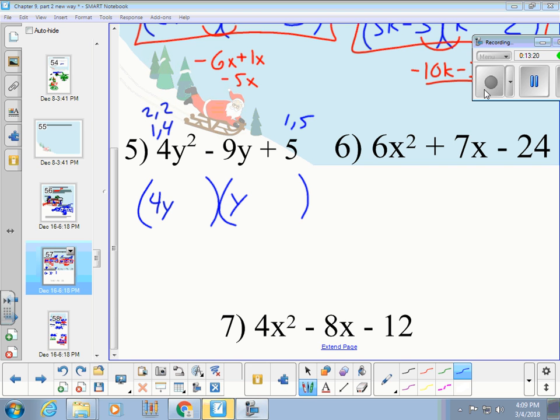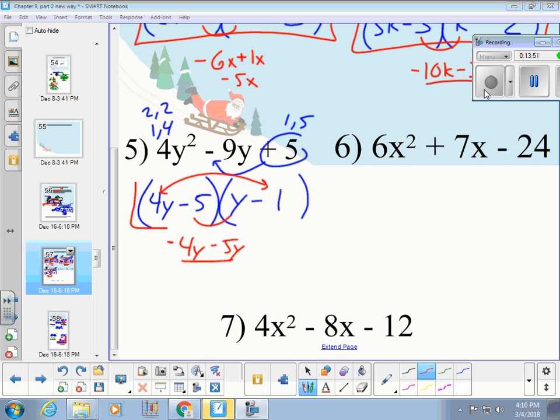You may have started by trying 2 and 2, but 4y and y I think is the combination I want. Nice enough, it's positive 5, so I know both signs are the same, and they both have to be subtraction. And I think if I put 5 and 1 as my two constants in that order, 4y minus 5 and y minus 1, that's going to be the combination I want. 4y times -1 gives me -4y, and -5 times y gives me -5y, which gives me -9y. So there's my combination for this binomial.